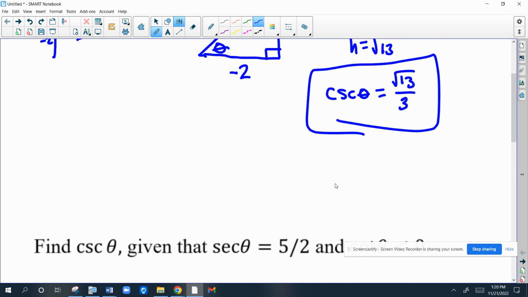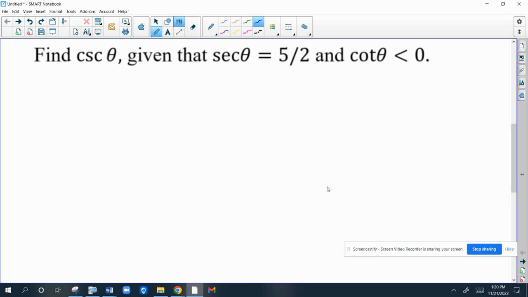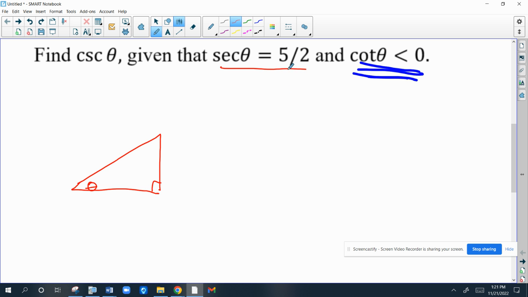The next question is really the same type of question. We're trying to find cosecant given that secant is 5/2 and cotangent is less than 0. This piece of information is going to tell us whether we should have a positive or negative result. We're going to ignore it until the very end. The first thing I'm going to do is create my triangle. We know that secant is positive 5/2. That's important. So that means cosine, its reciprocal, is a positive 2/5.